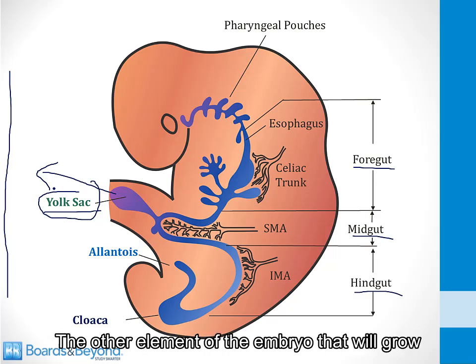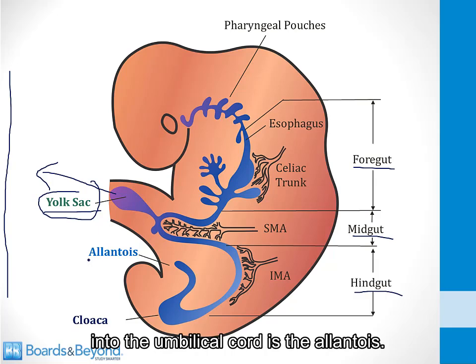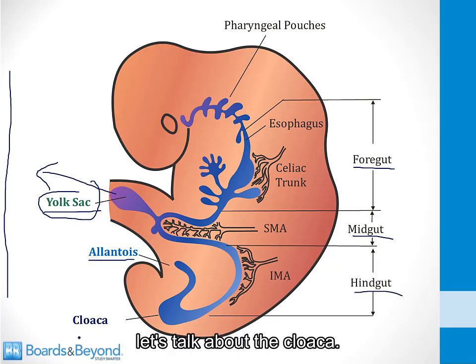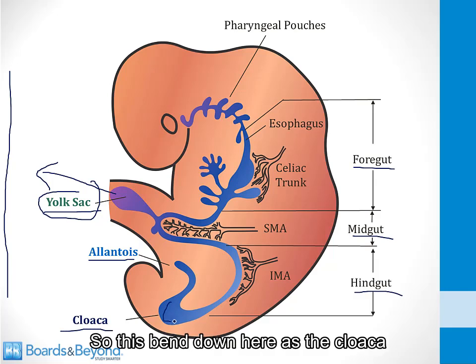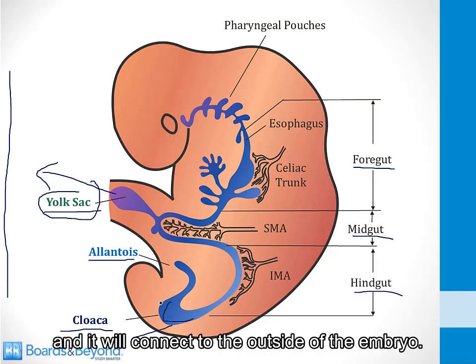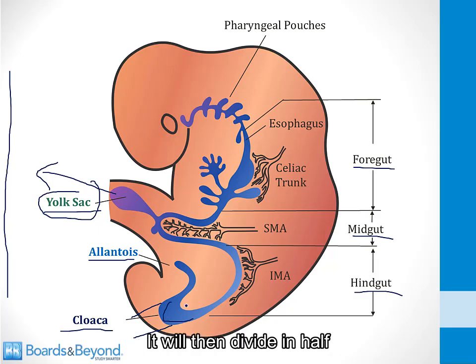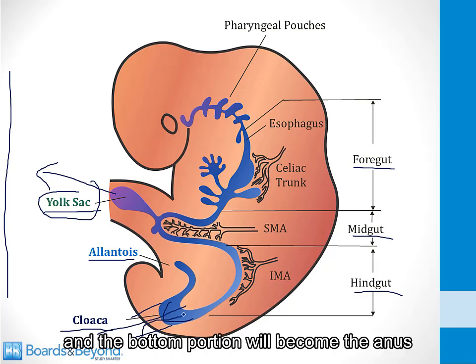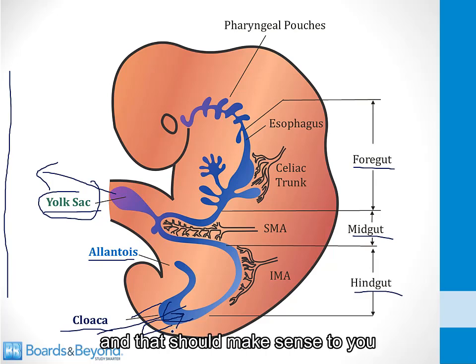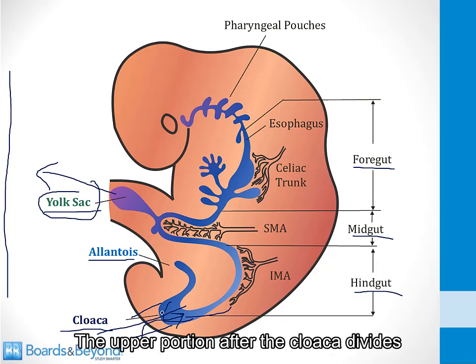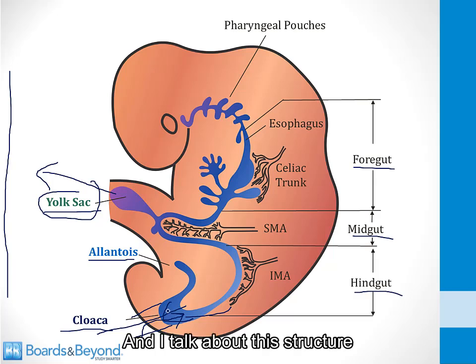The other element of the embryo that will grow into the umbilical cord is the allantois, but before we talk about that, let's talk about the cloaca. So this bend down here is the cloaca, and it will connect to the outside of the embryo. It will then divide in half, and the bottom portion will become the anus, and that should make sense to you because that inserts into the GI tract here. The upper portion after the cloaca divides is called the urogenital sinus, and I talk about this structure in the video on genital embryology.